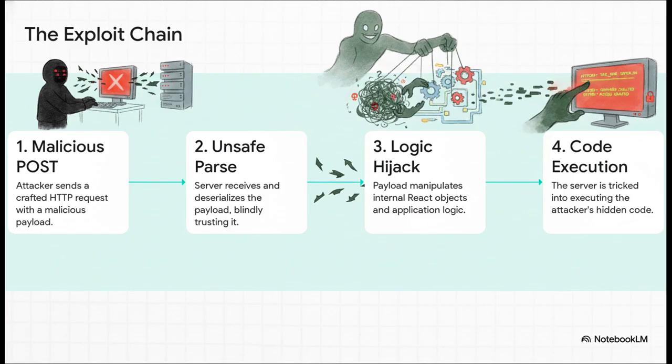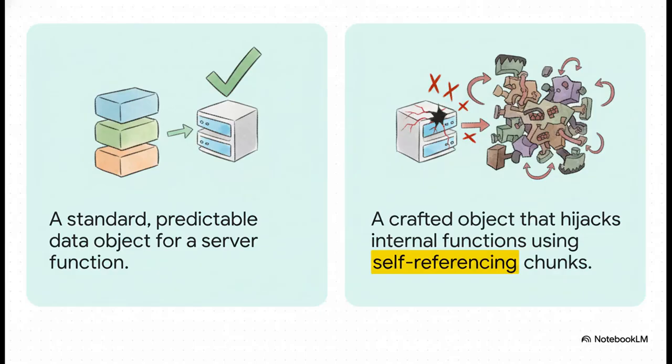Third, and this is where the real trick happens, that payload is built to mess with the application's internal functions. And finally, the server is fooled into running the attacker's hidden code. This is the core of the deception right here. Normally, a server expects to get a nice, clean, predictable piece of data, like when you fill out a form online. But what the attacker sends is, well, it's a Frankenstein's monster of a data object. It's cleverly designed to point to other parts of itself in a way that tricks the server into exposing its own internal machinery, which the attacker then hijacks to run their own commands.